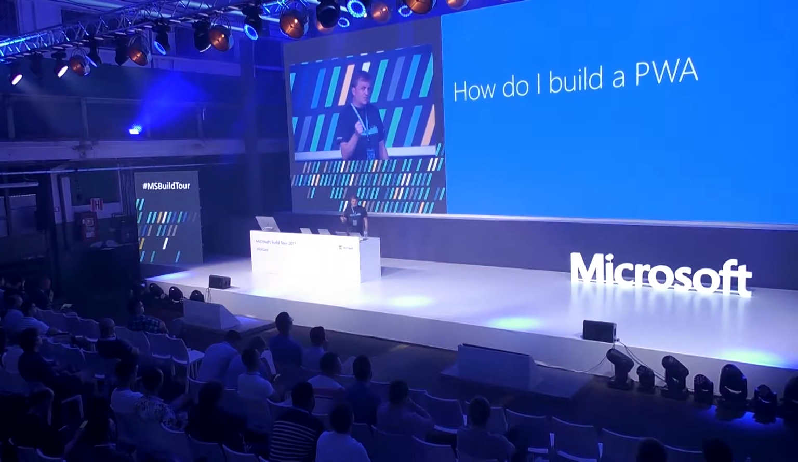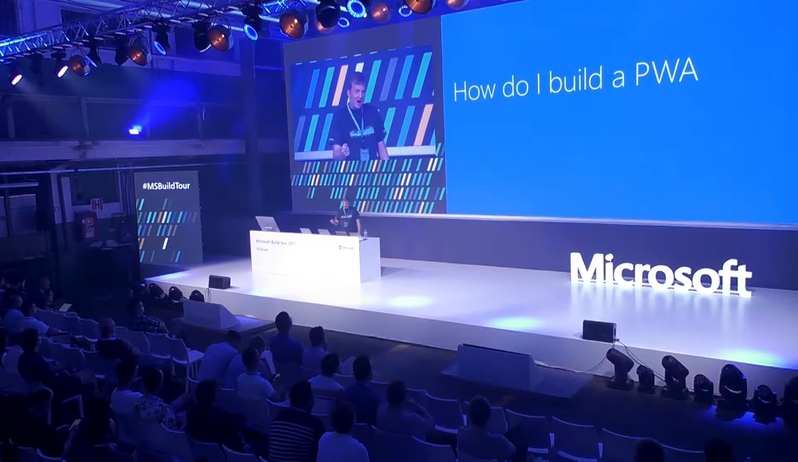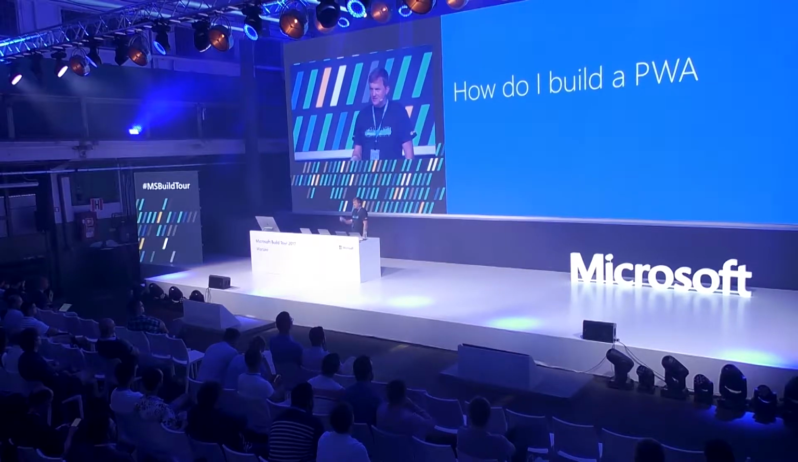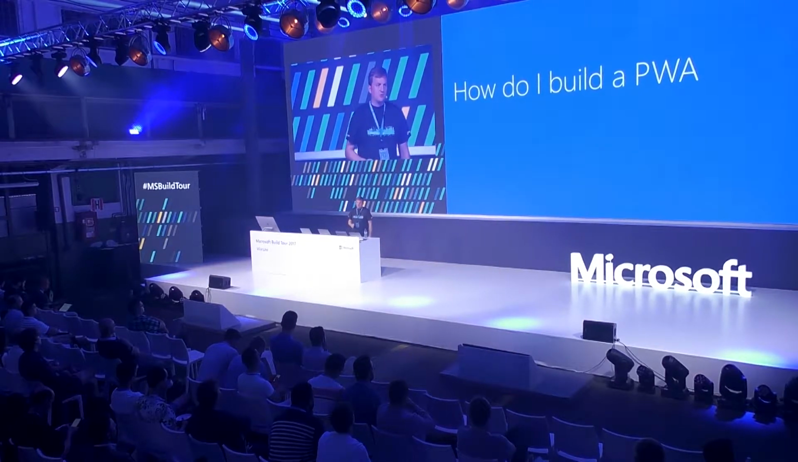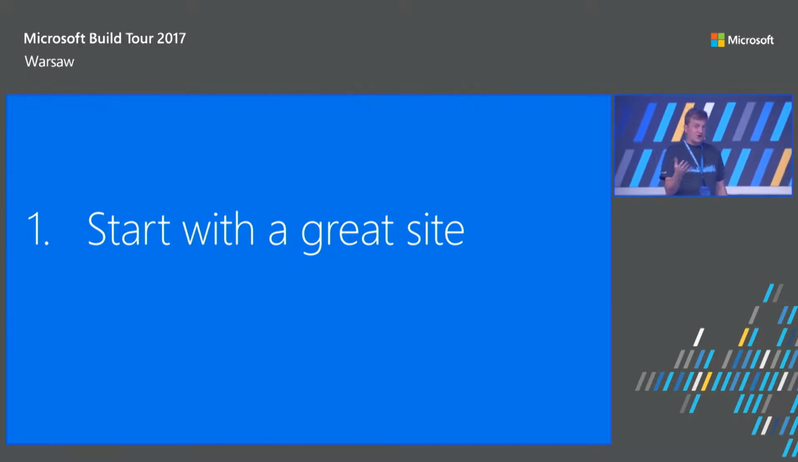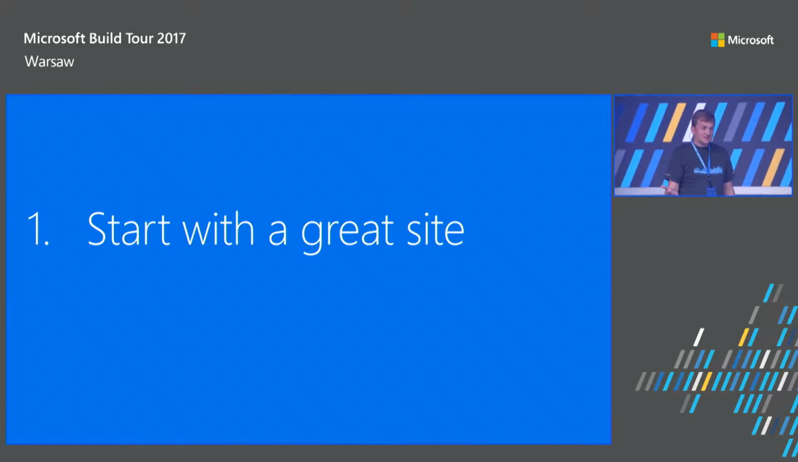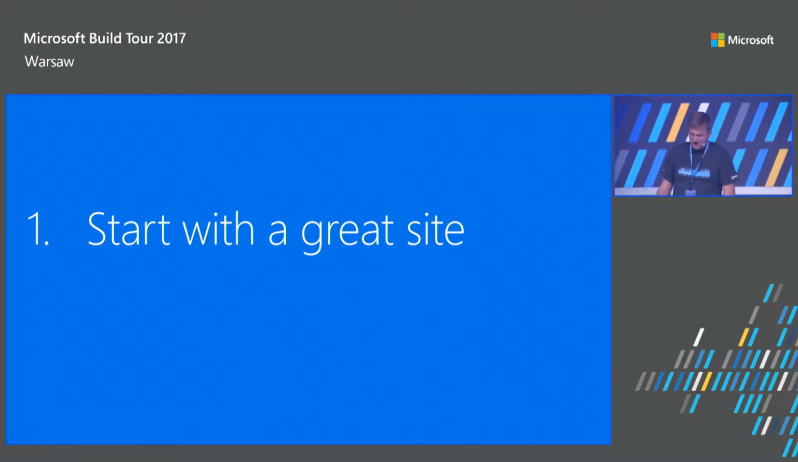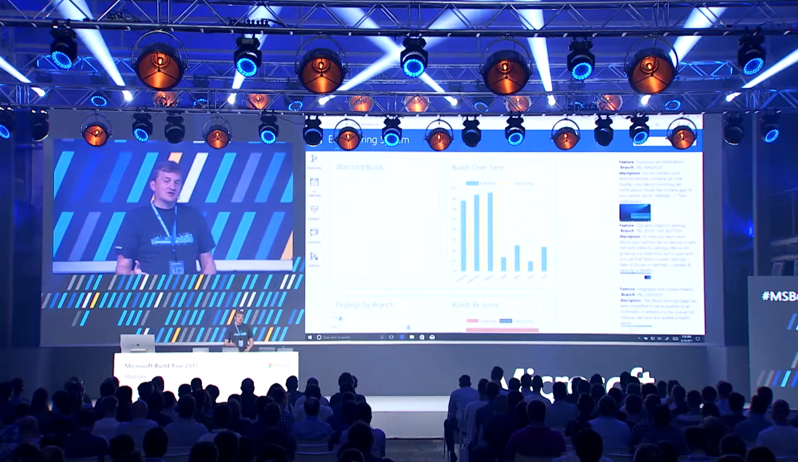So let's get right into how we build a progressive web app, because there's just a few steps that we need to take our already great web content into a progressive web app. Step one is to start with a great site. So we need to make sure that our web content is already fitting a lot of those criteria.